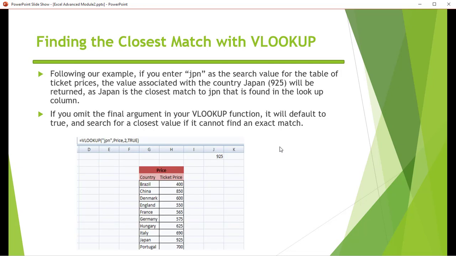Following this example, if you enter JPN as your search value for the table of ticket prices, the value associated with the country Japan, 925, will be returned, as Japan is the closest match to JPN found in the lookup column. If you omit the final argument in your lookup function, it will default to true, and the search for the closest value will still produce the same thing.